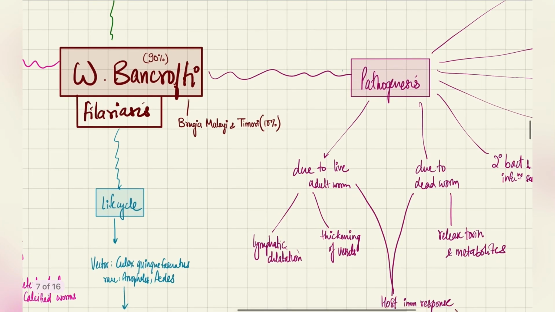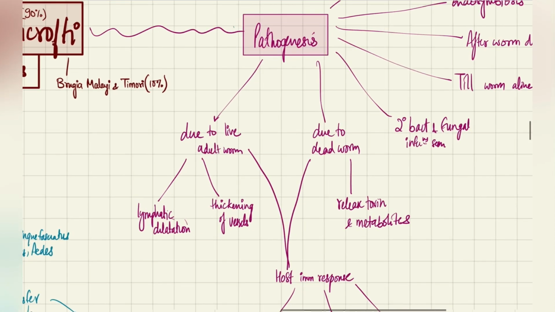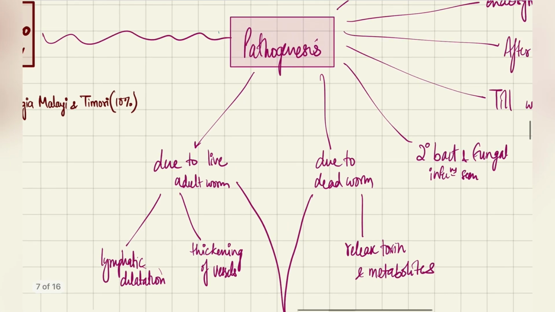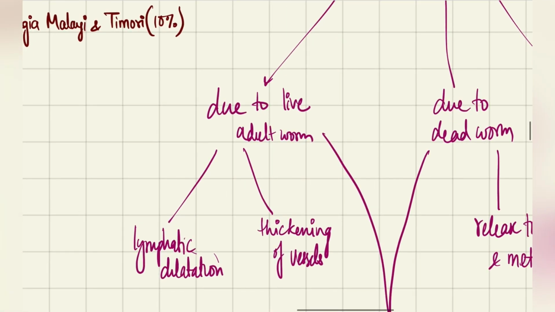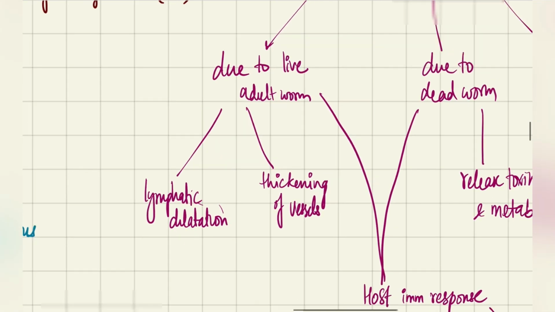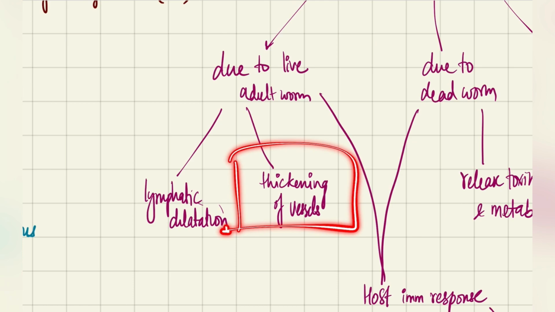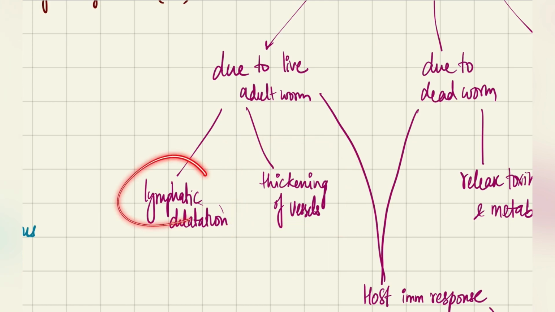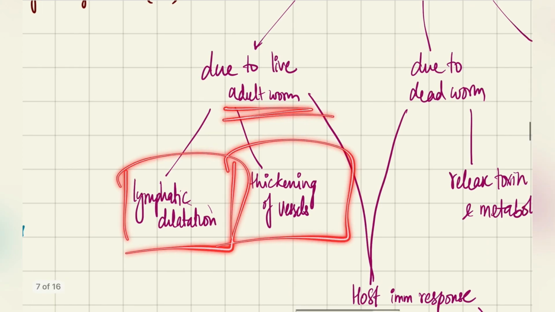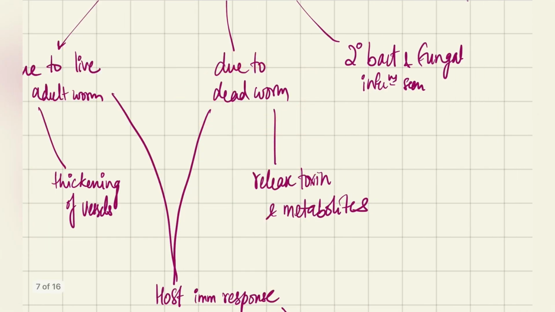Next we go to the pathogenesis. So we have to know that pathogenesis can occur because of the adult worm and the dead worm both. And so due to the live adult worm, we see that there is lymphatic dilatation and thickening of vessels. Okay, so basically this has a lot to do with the lymphatic system. That is where most of the pathology lies. So adult worm will cause lymphatic dilatation and thickening of vessels, while the dead worm will release toxins and metabolites which will be harmful for our body.